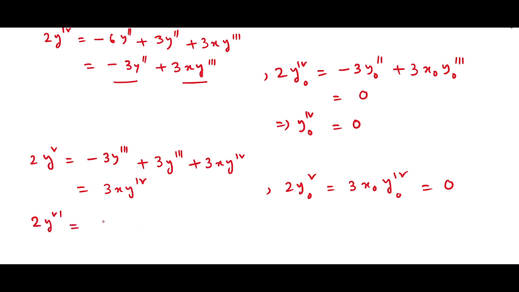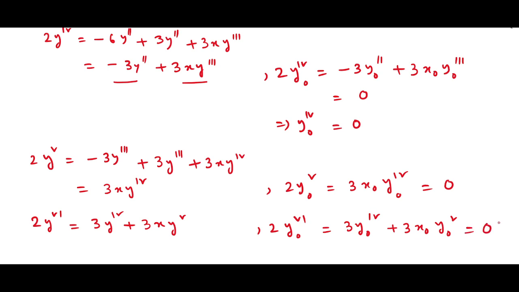So if we differentiate it, now we are finding the sixth order derivative. It is 0, 3, differentiation of x is 1, 4 plus then 3x y5. So the initial value will be, right side is y naught 4 plus 3x naught y naught 5. So here also you see you have y naught 4. Y naught 4 is 0, and in the second term you have x naught. So this is again 0.